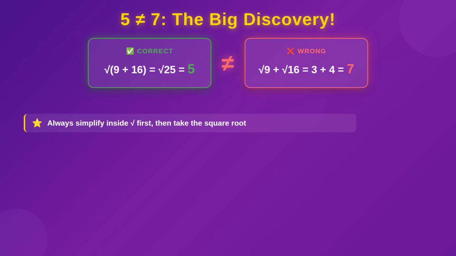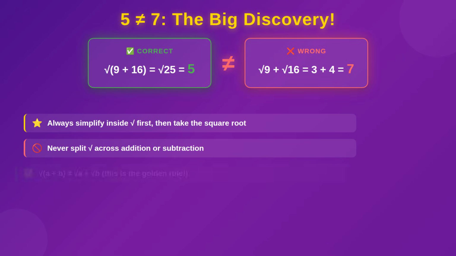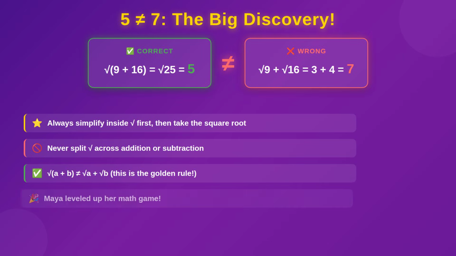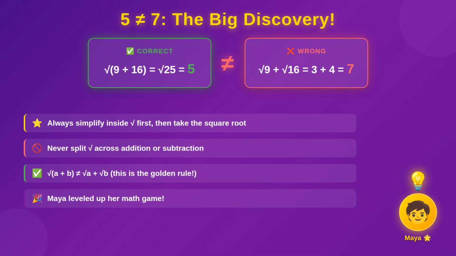This is Maya's big aha moment. 5 does not equal 7, so splitting the square root across addition is simply wrong. It's one of the most common mistakes students make, and now you know why it fails. The golden rule is, always do what's inside the square root symbol first. Add, subtract, whatever's in there, handle it first. Then take the square root. Never split a square root across addition or subtraction. Maya just leveled up her math game.